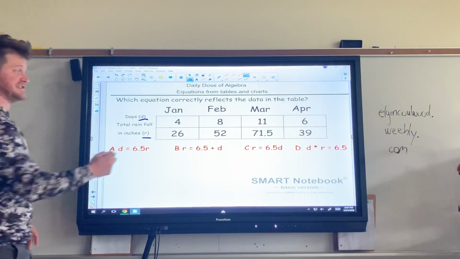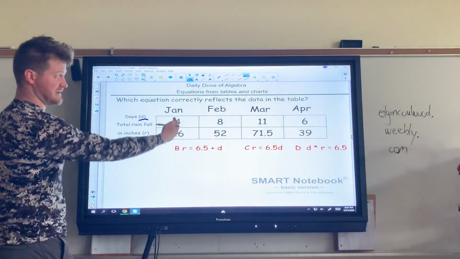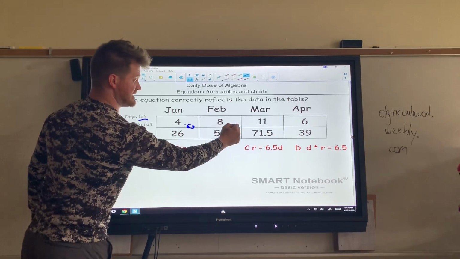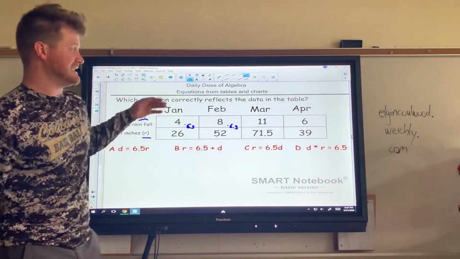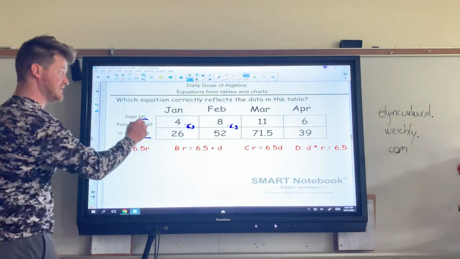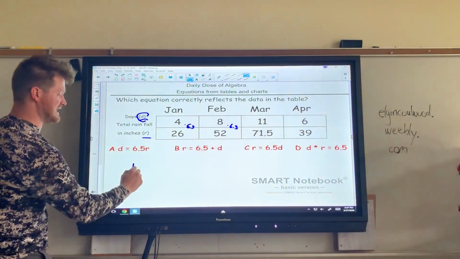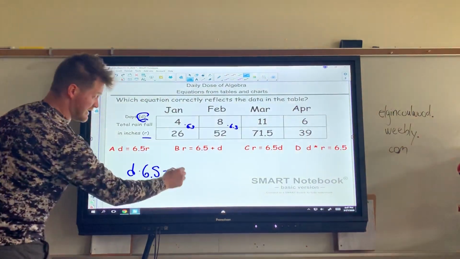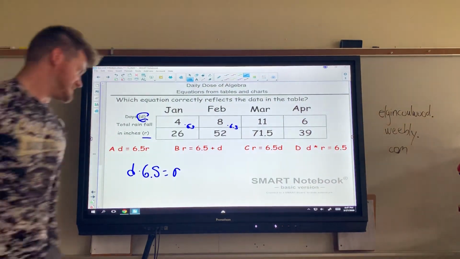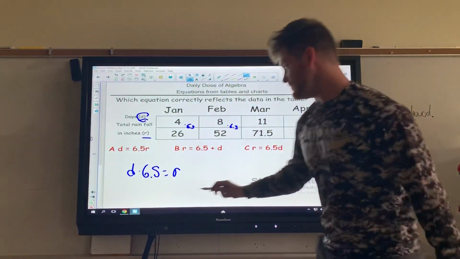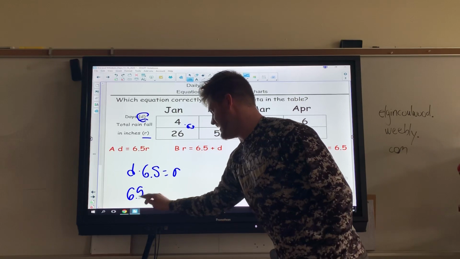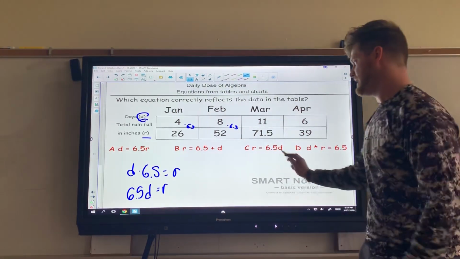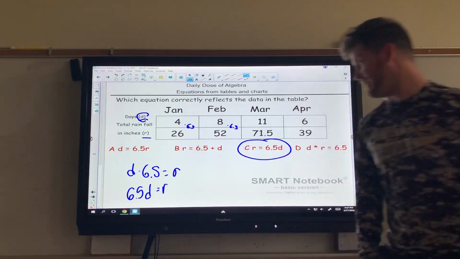If you didn't know this, you can just take this number, do 26 divided by 4, and you get 6.5. You can do 52 divided by 8, and you also get 6.5 again. So each one is going to be multiplied by 6.5. So we're multiplying the number of days, which is d, times 6.5 equals the total rainfall, which is r. So d times 6.5 equals r. That could also be written as 6.5d equals r. Or if you rearrange it, r equals 6.5d.